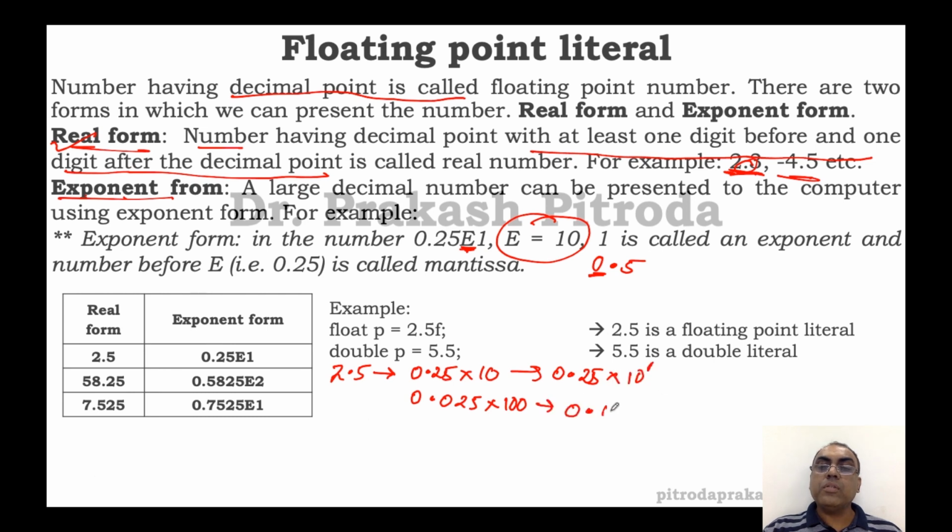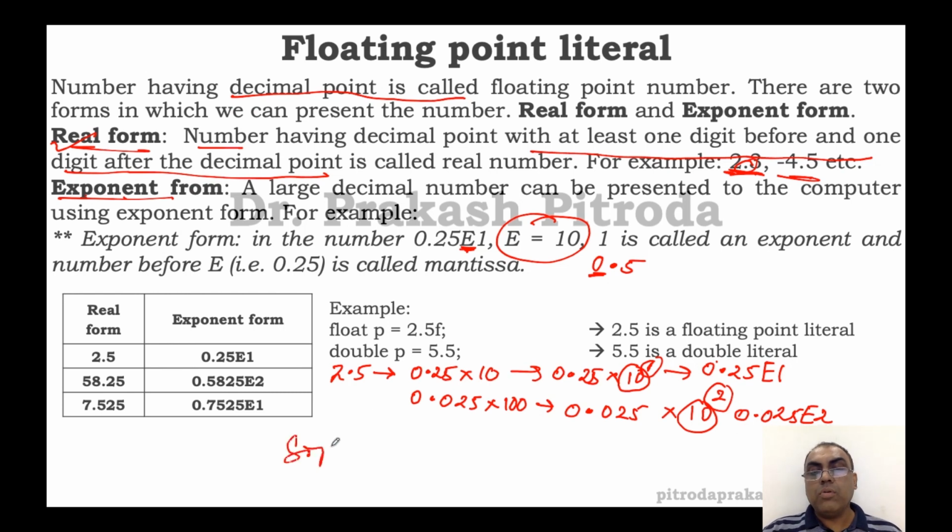or can I say here 0.025 into 10 to the power 2? So where e is your 10 and this is your power value. So I can write the same thing as 0.25 E1. It means 0.25 into 10 to the power 1, 0.025 E2. So any number can be written in an exponent form the way you want.